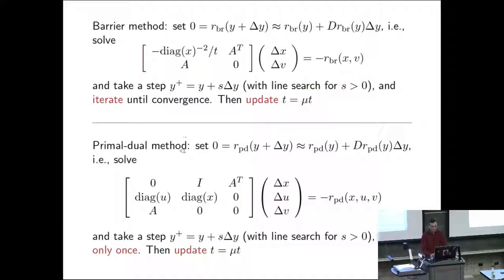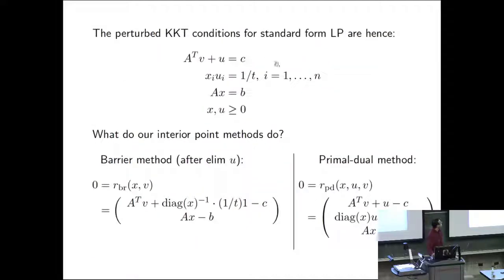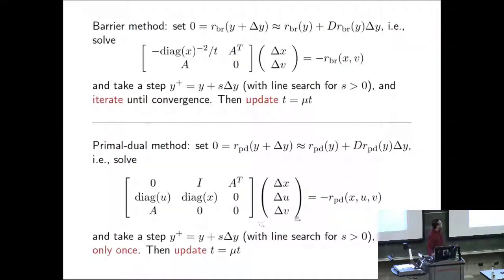That's the barrier method. The primal dual interior point method solves a different system, so this bigger system. I guess we don't have tons of time left, so I won't go through the details for where this Hessian came from, but it's just straightforward differentiation of this system. So it solves this bigger system, and it takes one update in x, u, and v together, and uses backtracking in order to maintain the right positivity constraints on x and u.